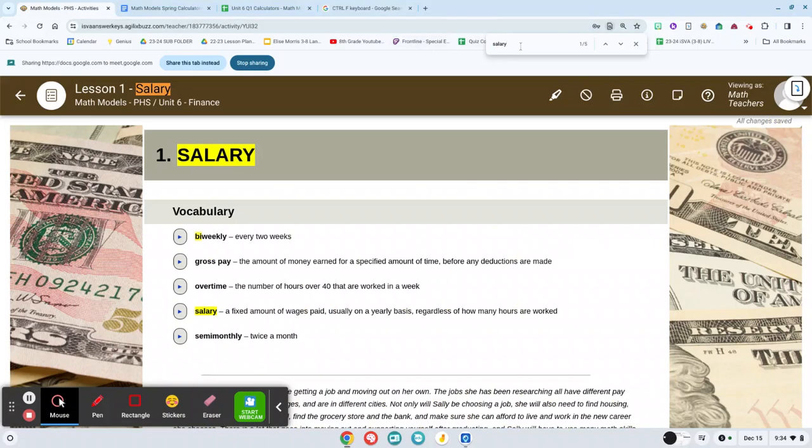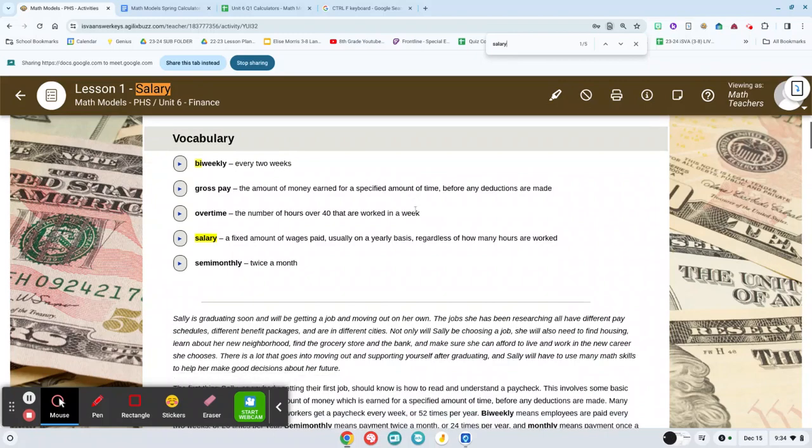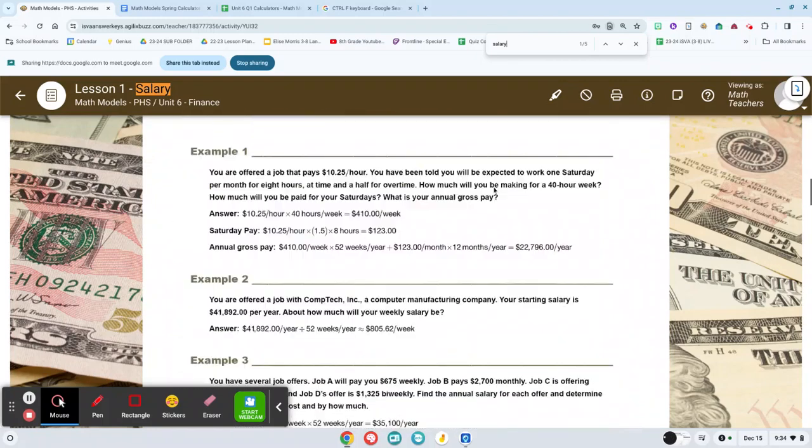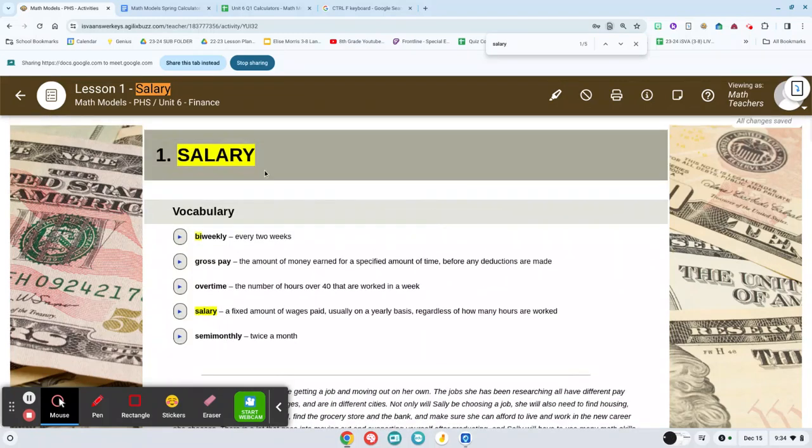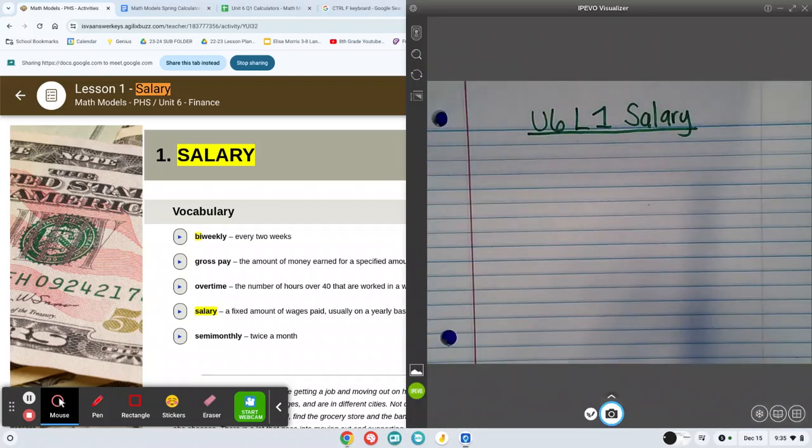So I type in salary and it's going to highlight every time the word salary is used. The first time is in orange and after that it's all in yellow. But this way you can quickly find everywhere the word salary is used. This is great for when you're taking a quiz or a test. So you're not going to miss any questions regarding vocabulary because you're going to use Control F to search it up. All right, so let's add that to our notes.